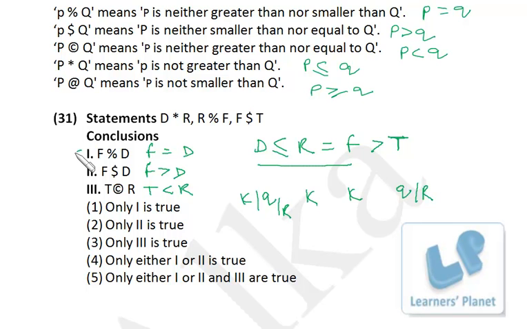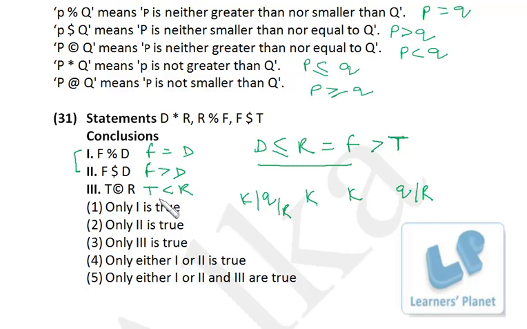So see, out of these two, we have an option that either one or two is true, right? Either F is equal to D, or F is greater than D. If F is king and D is queen or rook, then F is greater than D, and if F is king and D is king, then F is equal to D. So from these two, at least one will be true, right? So either of them is true.